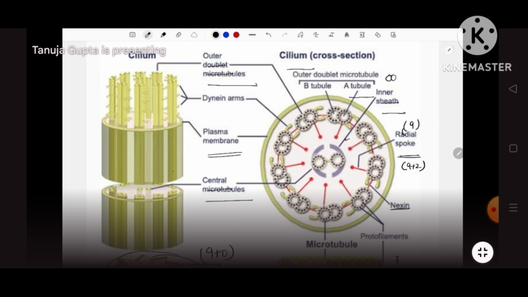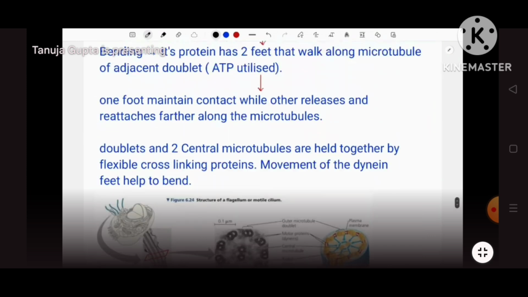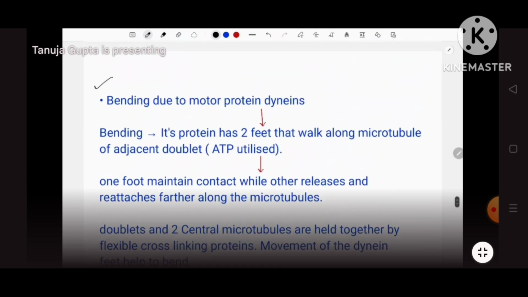Now from each microtubule in a doublet, one more structure arises like this. Can you see? It's like feet. It's like 2 feet arising from each one, and this is called the dynein arm. You have to remember this one. It is important. We'll talk about it later. So it is called dynein arm. From each microtubule, 2 dynein arms are arising. Now there's one function of it. It is bending. It is bending due to motor protein dynein.